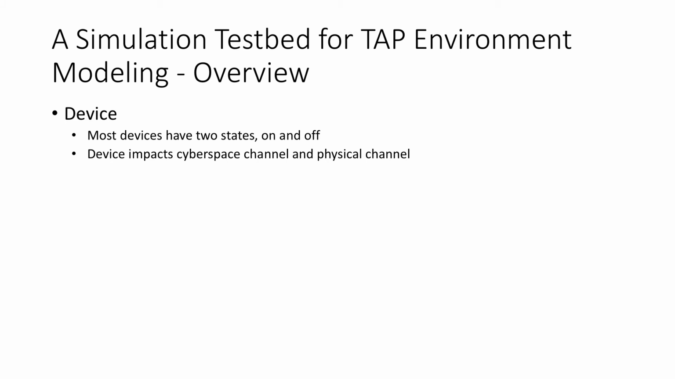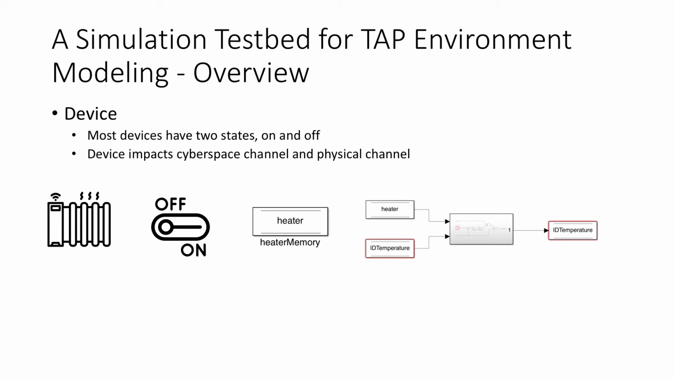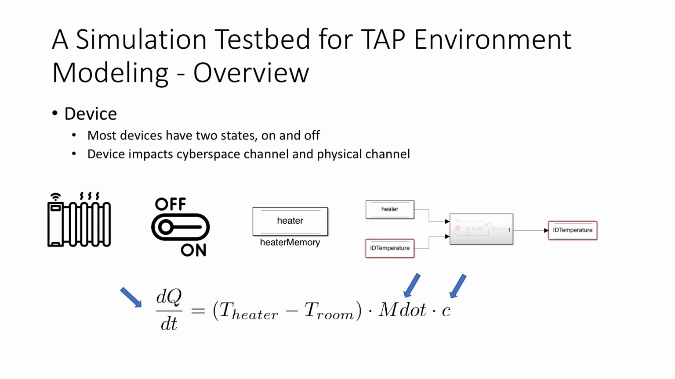About the device, most devices have two states, on and off, and we use the data store memory block for saving the state. And the device impacts the cyber channel and the physical channel. We adopt the heater simulation from the official Simulink website, and the model of the heating influence can be described as follows, where dq divided by dt represents heat flow from the heater into the room. C is the heat capacity of the air at constant pressure. M dot is the air mass flow rate through the heater. And T heater is the temperature of the hot air from the heater, and T room is the indoor temperature at the same time.